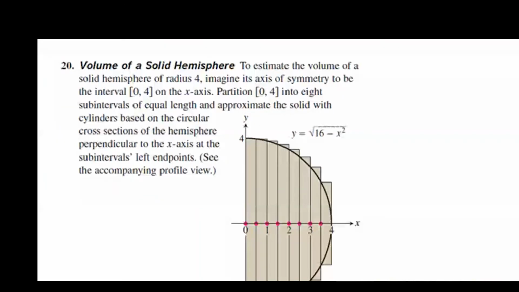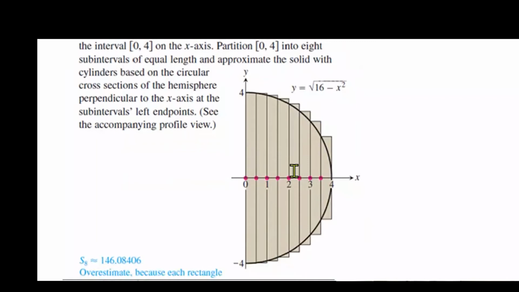Okay, now we're trying to approximate the volume, just like using rectangles to approximate the area. We are trying to approximate the volume of this hemisphere by cutting this thing, 0 through 4, into 8 different rectangles, okay? But if you rotate this rectangle, does it create these little discs?